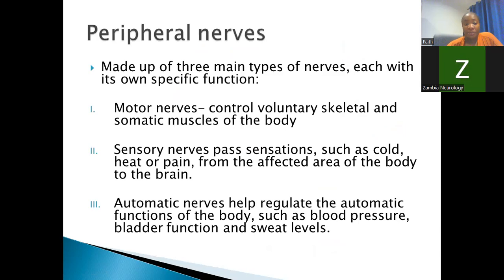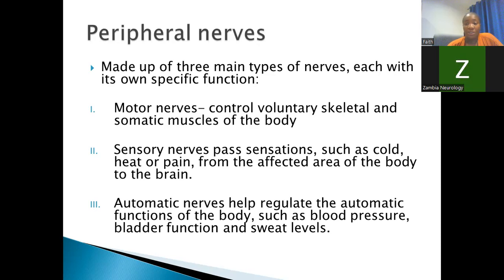So we've already discussed the three types of nerves that are found in the peripheral nervous system, and it's important to note that each type of nerve has its own specific function. The motor nerves that we talked about are the largest types of nerves, and these control voluntary skeletal and somatic muscles of the body. And then we have sensory nerves, which are slightly smaller than the motor nerves, and these pass on sensations such as cold, heat, and pain from the affected area of the body to the brain.